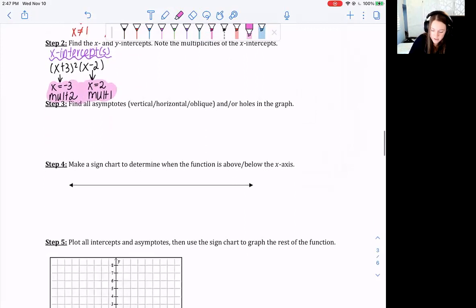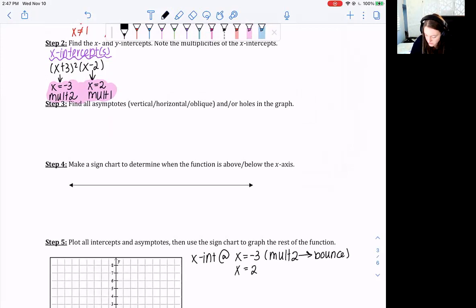I'm going to come down to here, x-intercept at, so I have x equals -3. The multiplicity was 2, which means it should bounce. I also have x equal to 2. The multiplicity is 1, which means it should cross.